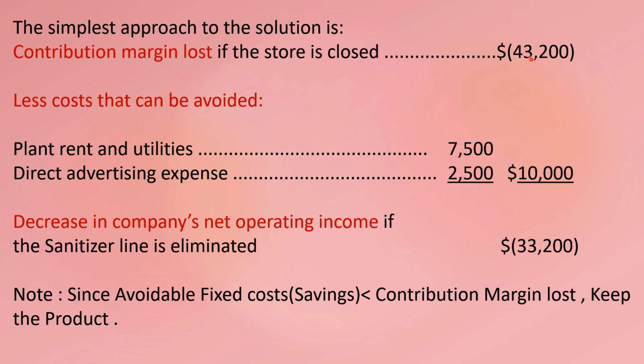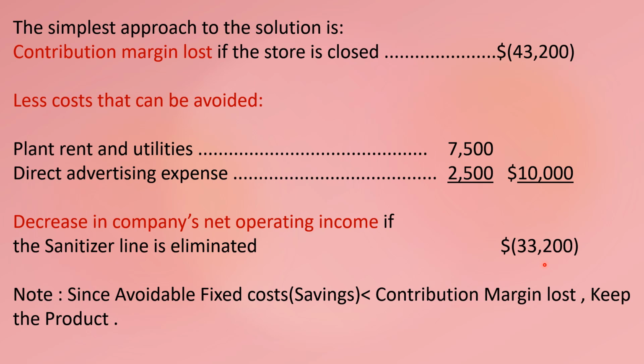This contribution margin is contributing to covering 33,200 worth of fixed expenses. That means in all, if you see the total profit of the company, there will be a decrease in the company's net operating income if the sanitizer line is eliminated. And how much will the total profit or the net operating income decrease? It will decrease by 33,200.